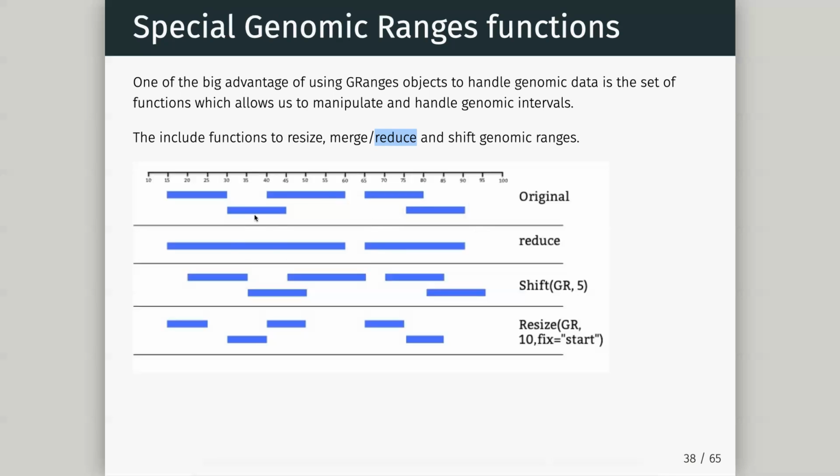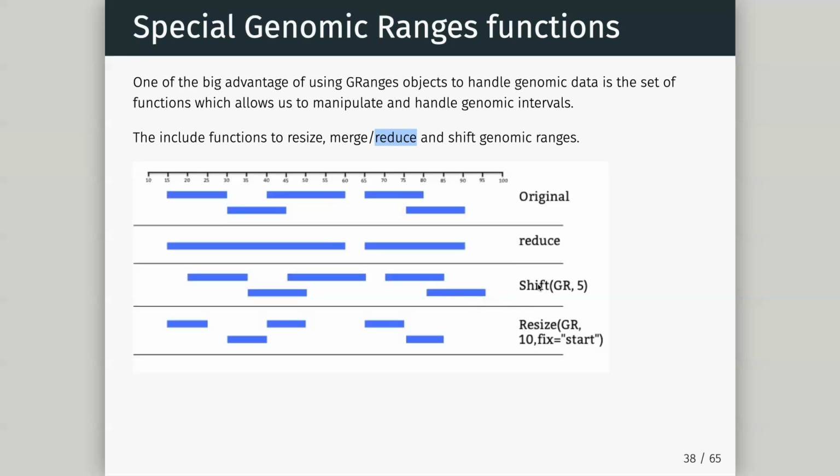Similarly, I can do that to this one, the original. I can reduce them. I take these three ranges and I create one long range. We're going to do this in ChIP-seq. I'm going to take peaks from different samples and we're going to create a consensus peak.